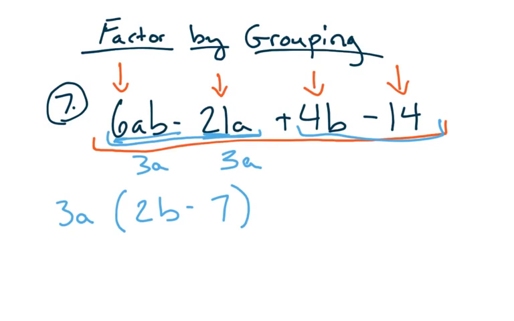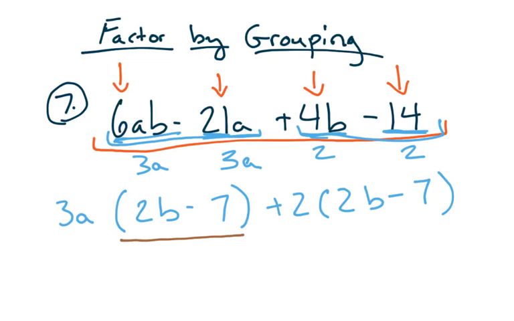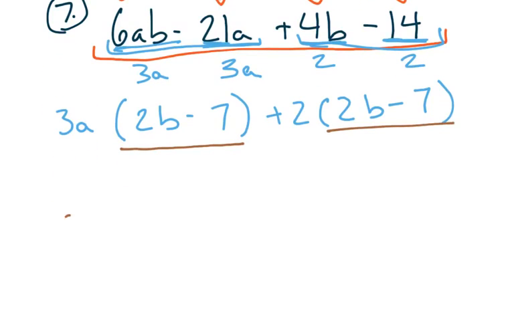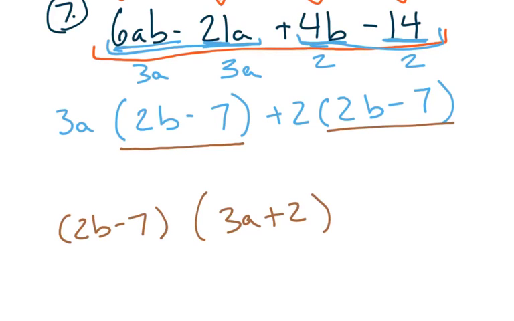And we're going to go over here and do the same thing. What do 4 and 14 share in common? They're both divisible by 2. So we're going to put 2, and this is going to be 2b minus 7. And aha! Look what happened. 2b minus 7, 2b minus 7. So we can now factor a 2b minus 7 out, and I'm left with 3a plus 2.